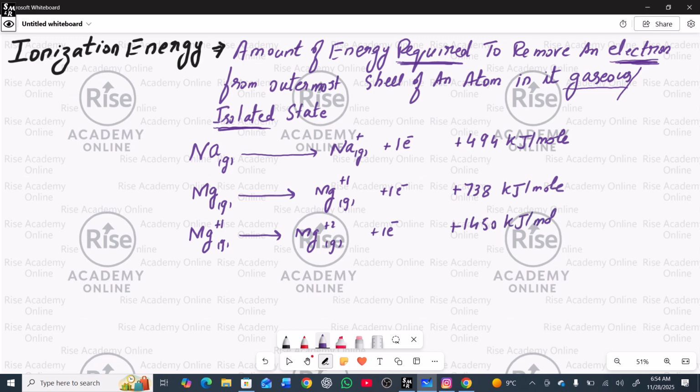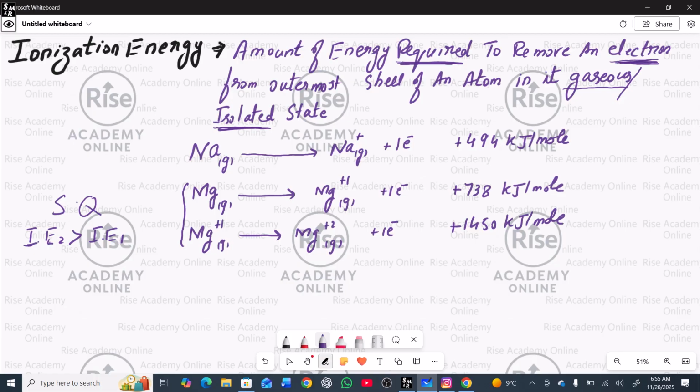kilojoule per mole. Now there arises a short question: why is IE2 greater than IE1? Higher ionization energies are always greater than the first. If we remove a third electron, we further require more energy. Its third ionization energy will be 7344 kilojoule per mole. So you know the reason why second ionization energy is greater than first.